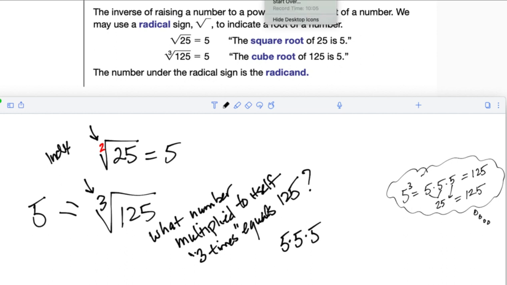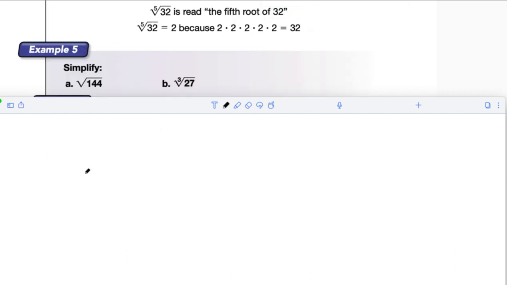Let's try some examples. So let's look at this example 5. This is asking us what number when I multiply it by itself, so if I have two of the same number and I multiply them and I get 144, what must that number be? Hopefully you know that 12 times 12 is 144. So we know that that answer is 12.